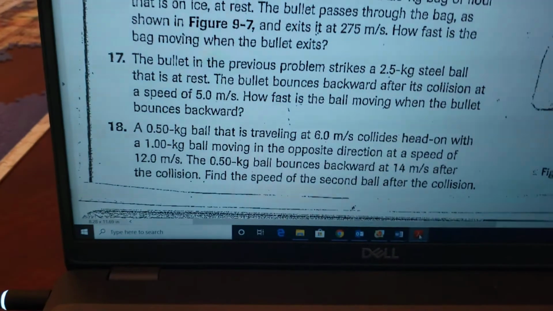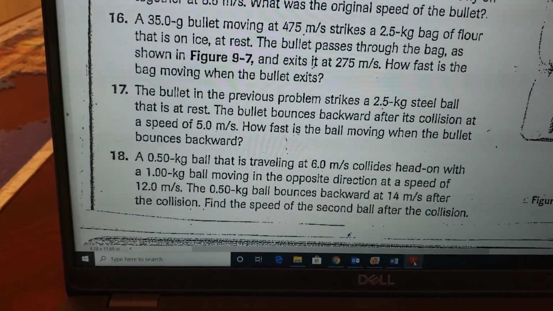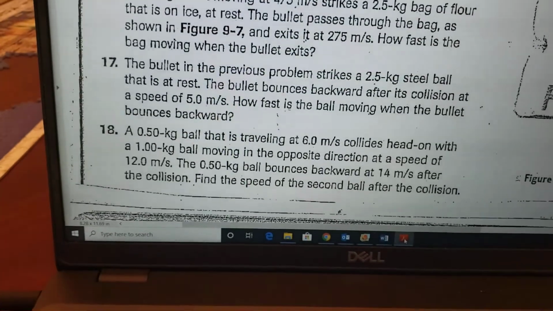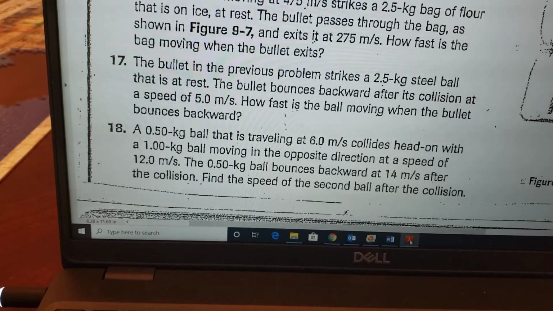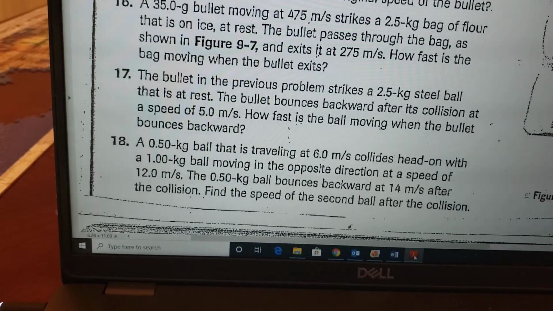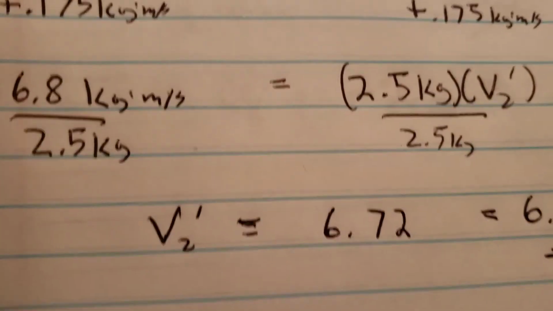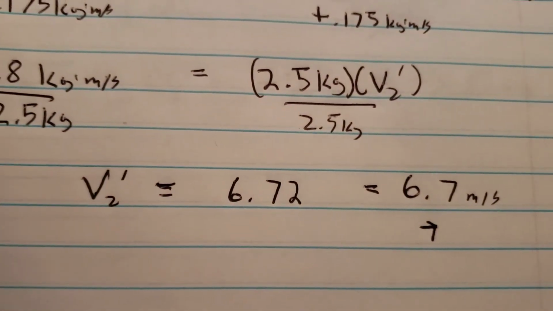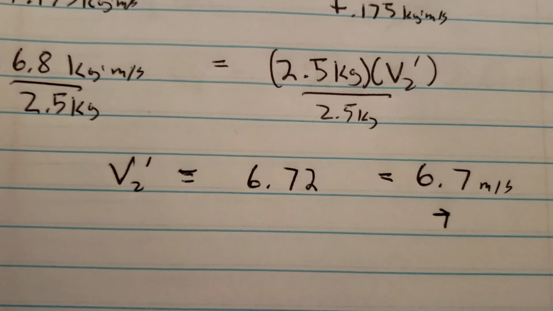Looking back at our original problem, we see that the original numbers we were given were 35.0, 475, 2.5, and 5.0. This means that we end up having a number of significant figures of 2, as there are only 2 significant figures in the 2.5 and 5.0. 6.72 will therefore round to 6.7. As we are solving for a velocity, it is measured in meters per second.